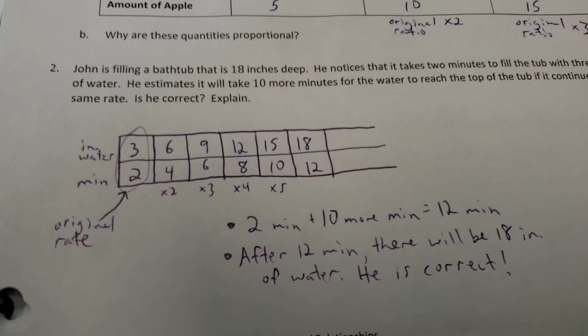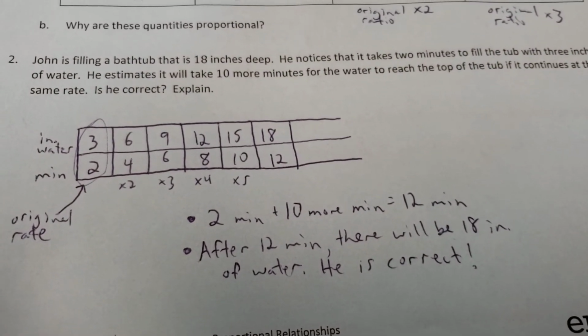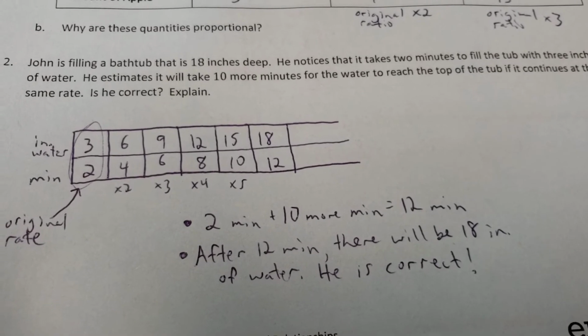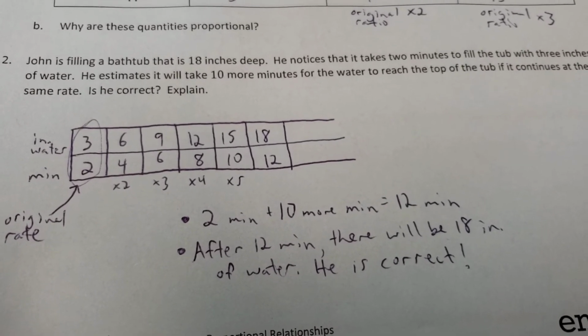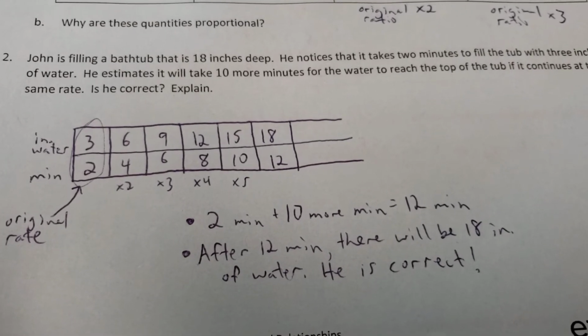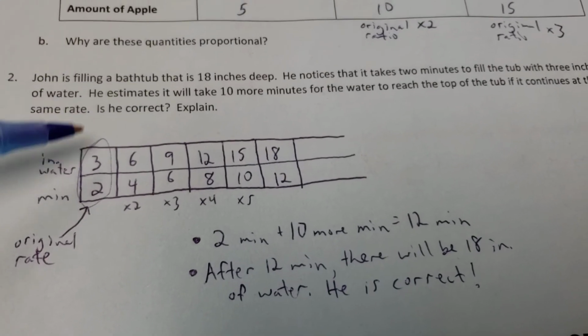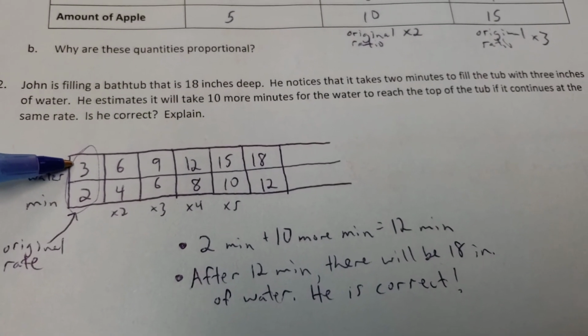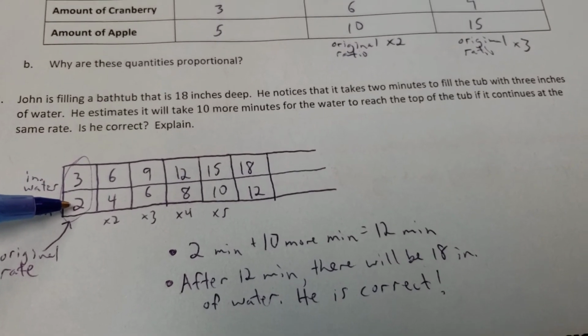All right, number 2. John's filling up a bathtub that's 18 inches deep. He notices it takes 2 minutes to fill the tub with 3 inches of water. He estimates it will take 10 more minutes for the water to reach the top of the tub if it continues at the same rate. Is he correct? Well, I want to set up a table to help me here, and I'll start with the original information. The original rate was he was getting 3 inches of water in the tub for every 2 minutes.